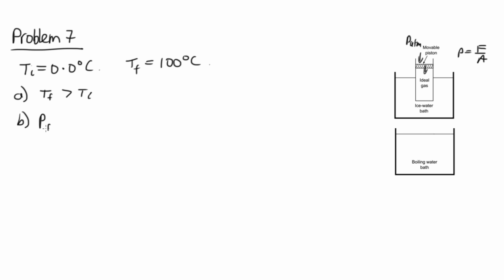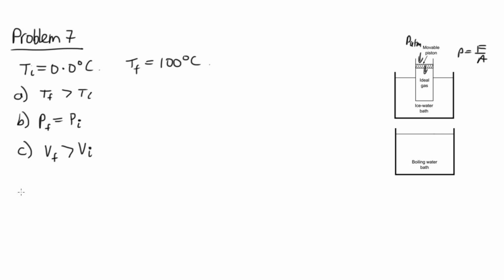So the final pressure is going to be equal to the initial pressure because we haven't changed what's causing that pressure. Okay, part C then says, is the final volume greater than, less than, or equal to the initial volume? Well, as it heats up, it's going to expand. So we've got that the final volume is greater than the initial volume.